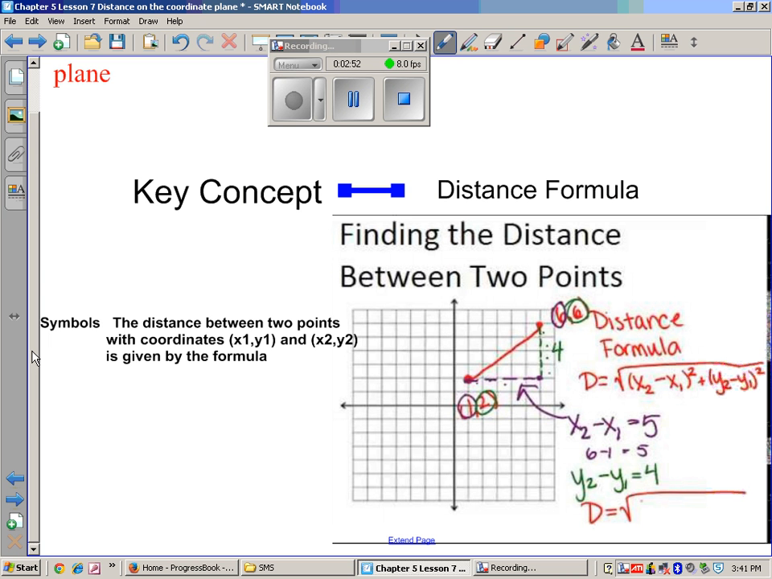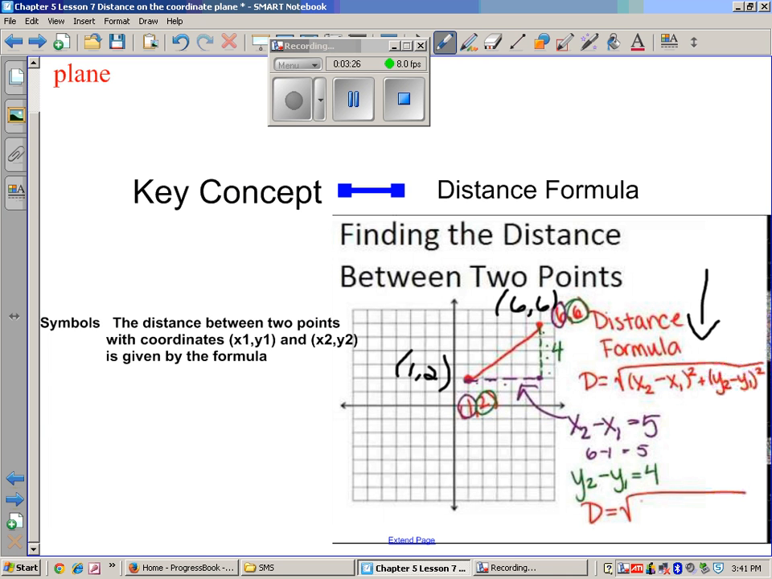Okay, look on the left-hand side. The distance between 2 points with the coordinates x1, y1, and x2, y2 is given by the formula. So let's take a look at our chart here. This point right there is (1, 2). And this point right here is (6, 6). Okay. Our distance formula is right here.